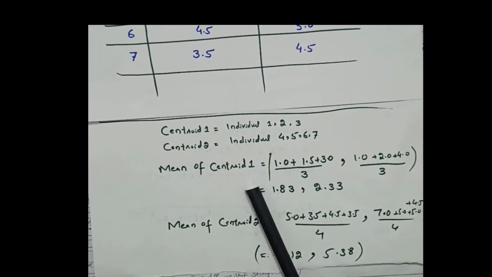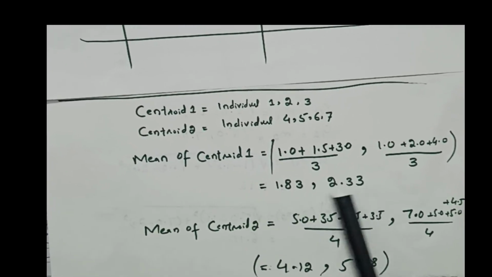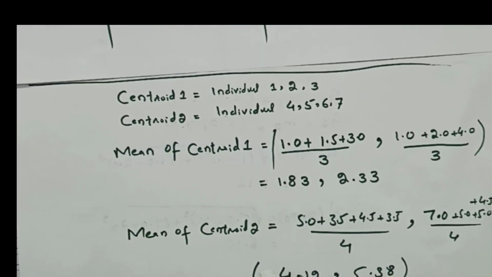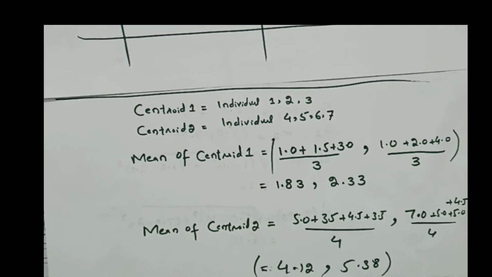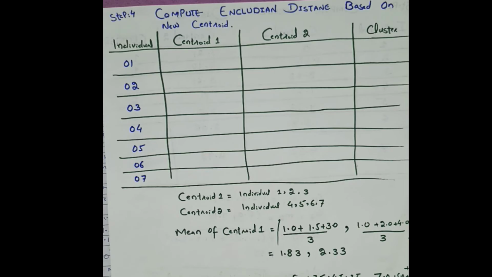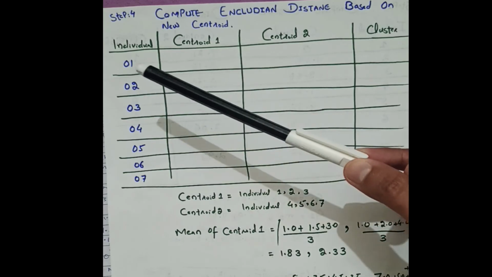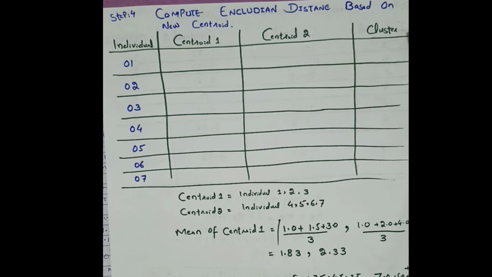So now our two centroids are updated. The first centroid is 1.83 and 2.33, variable 1, variable 2, and the second centroid's variable 1, variable 2 values are these. So now we have to compute all the Euclidean distances, following the same steps as I mentioned to you, and we can compute the Euclidean distance of individual one with centroid 1 and with respect to centroid 2, and we have to group them again inside the clusters.